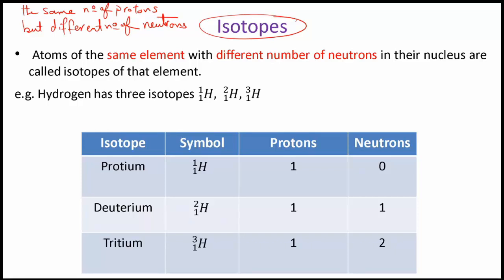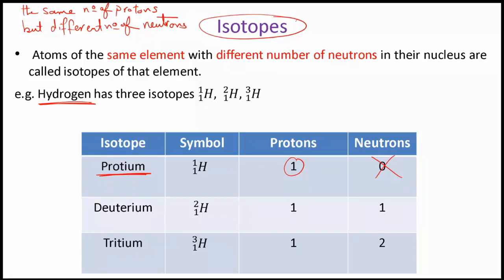For example, hydrogen. We thought that it has only one kind, but hydrogen actually has 3 versions, 3 isotopes. The first one that all of us know has 1 proton and 0 neutrons. This is the one that we have studied since elementary school. So it's H-1-1. Sometimes we call it protium when we are talking about isotopes.